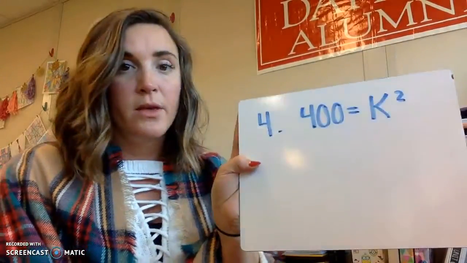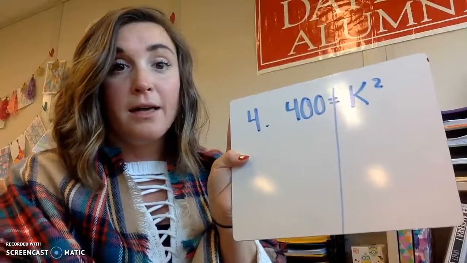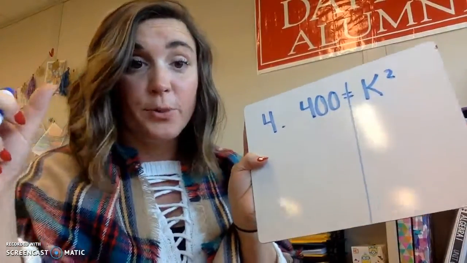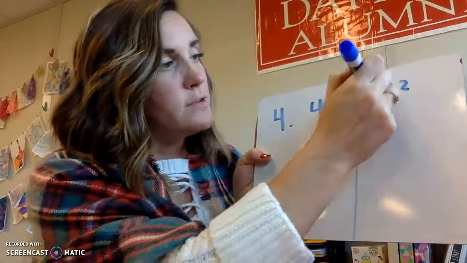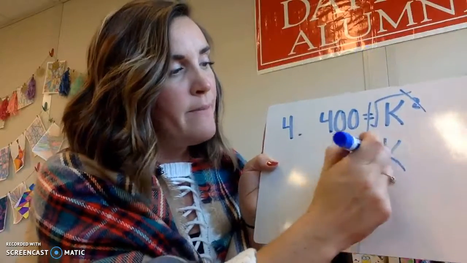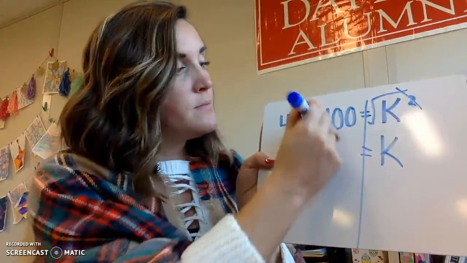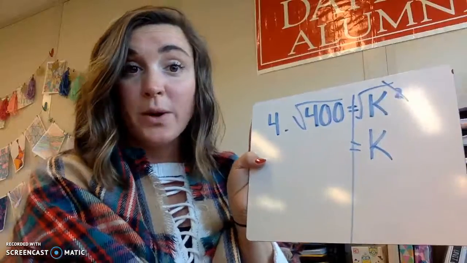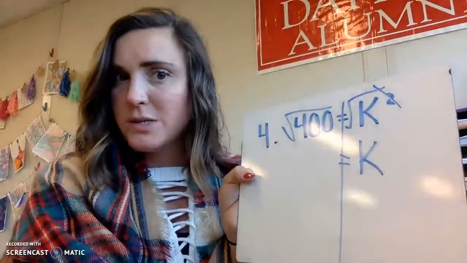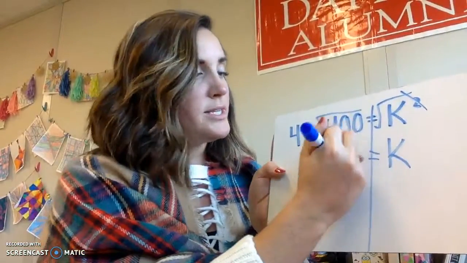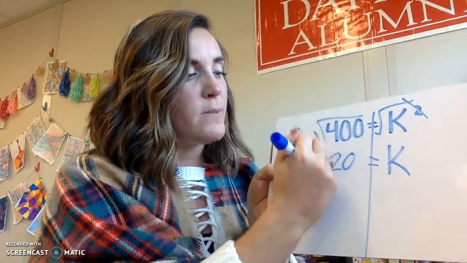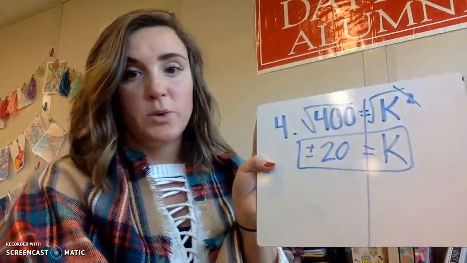Number 4. 400 equals k squared. So brick wall. K squared, got to get rid of the little birdie on k's shoulder, so that means we'll have to square root for that birdie to go away. K equals the square root of 400. Hopefully we know this one. 20. Could be positive 20, it could be negative 20. So you need to account for both of those.